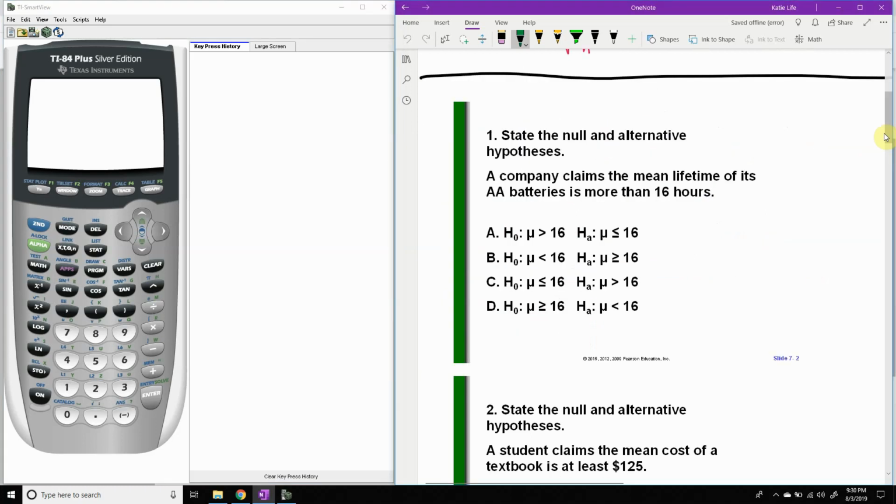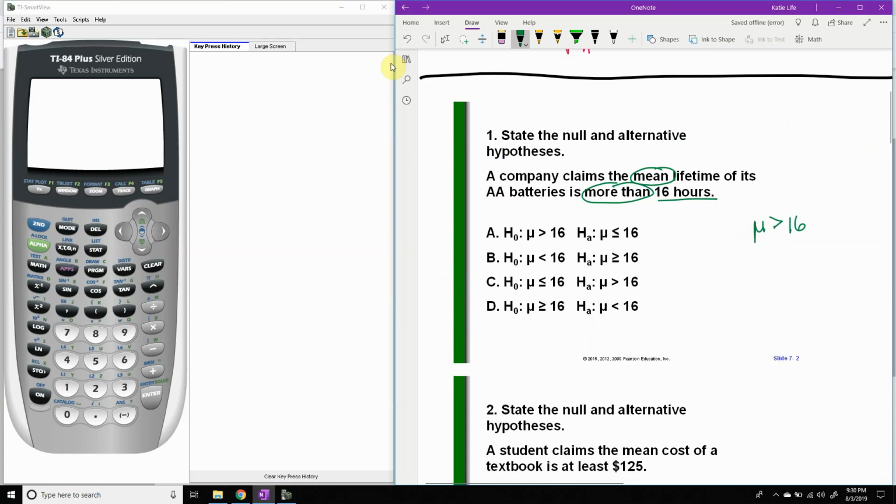Number 1, state the null and alternative hypotheses. A company claims the mean life of its AA batteries is more than 16 hours. Okay, so I'm picking out some keywords here. Mean, more than, and 16. The mean is more than 16.